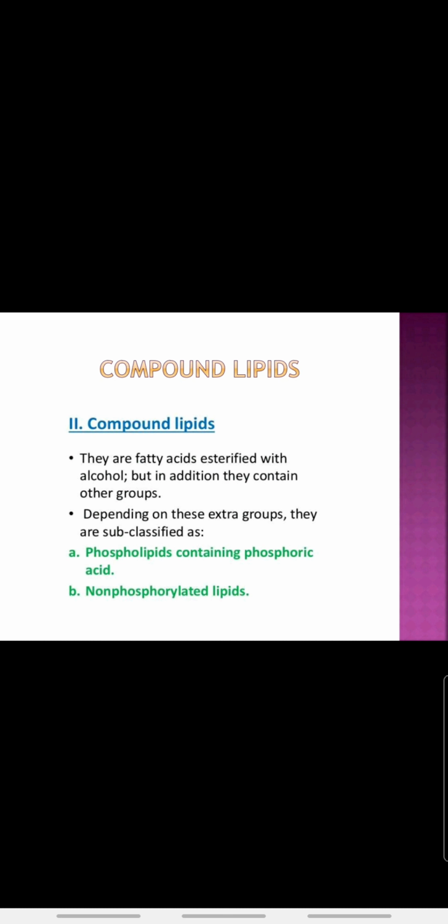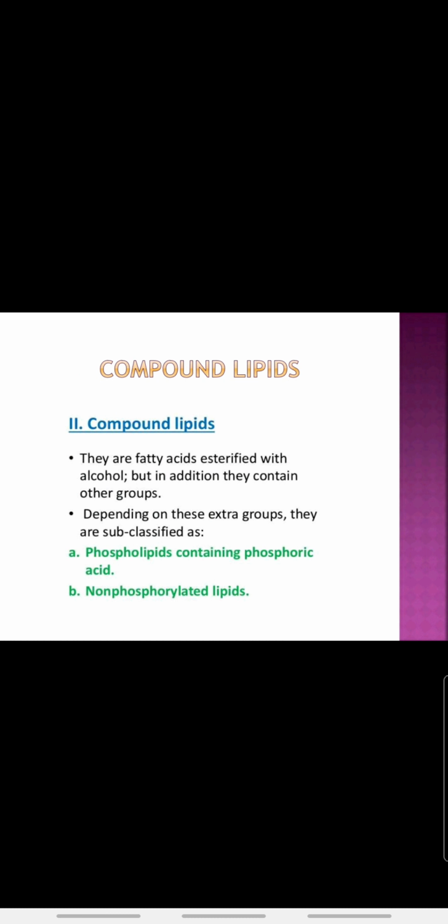Okay. Next to that, we have compound lipids. Compound lipids are fatty acids esterified with alcohol, but in addition they contain other groups. Depending on this extra group, they are subclassified. It is not by adding a certain chemical compound, but depending on the extra group that they are subclassified. We have phospholipids containing phosphoric acid and non-phosphorylated lipids. Those are the additional or extra groups that can be added to compound lipids.